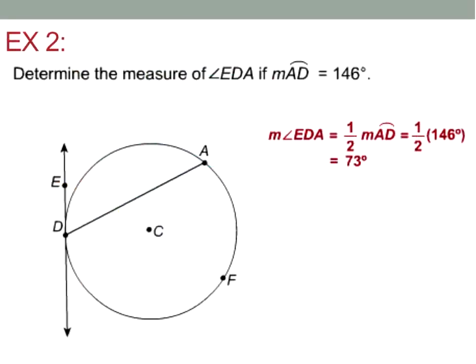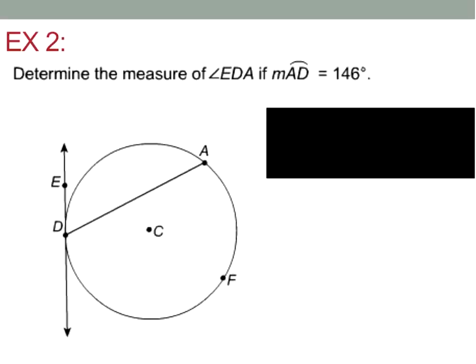Let's try an example. Sorry, forgot to cover up all my work here. Okay. Here we go. Let's try these. It's saying determine the measure of angle EDA. So what is it really asking me for? It wants to know this angle right here. Can you guys draw that in on your sample notes? It wants to know that angle.